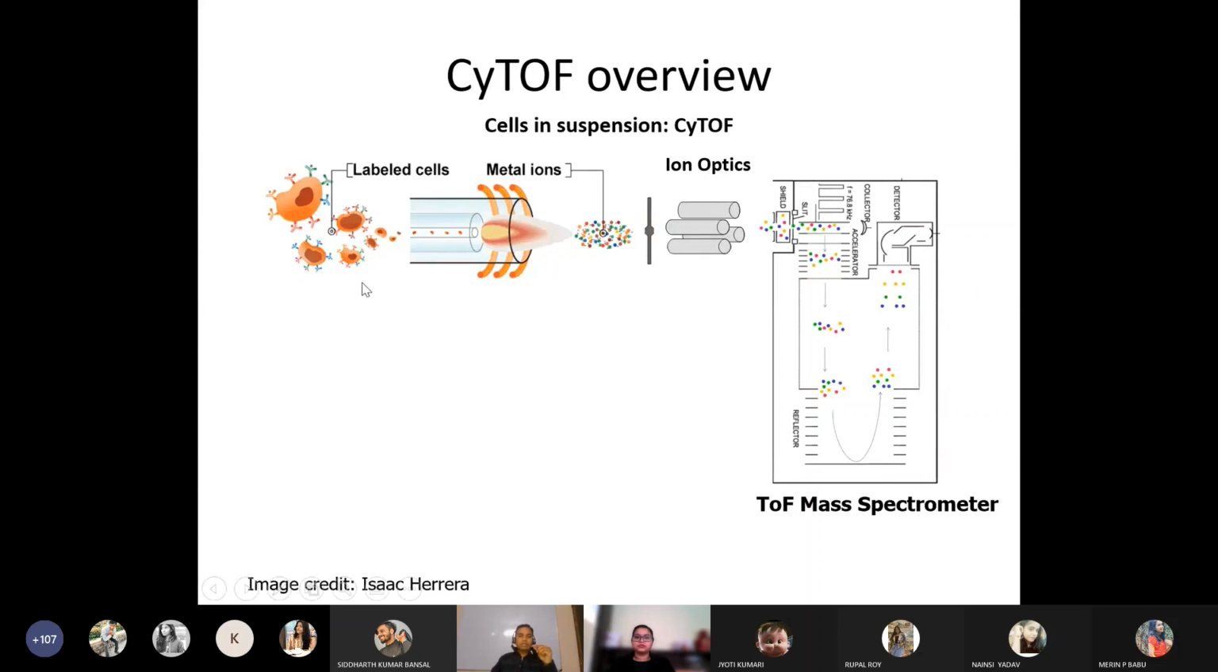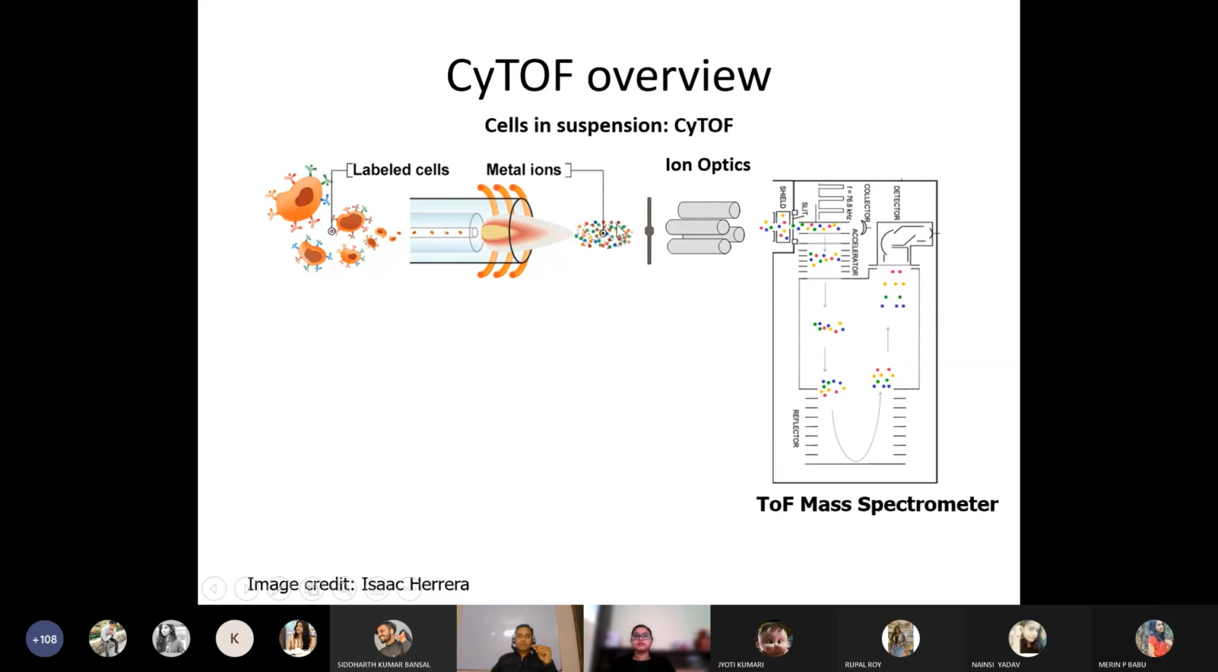Okay, so these labeled cells are burned with a laser. What happens if it burns? We have destroyed the cells. But the answer lies with the metal ion. The metal ion still remains there. It has nothing to do with the burning. It withstands the burning. So the metal ions are formed, and these metal ions are accelerated into the mass spectrometry or time of flight mass spectrometer.